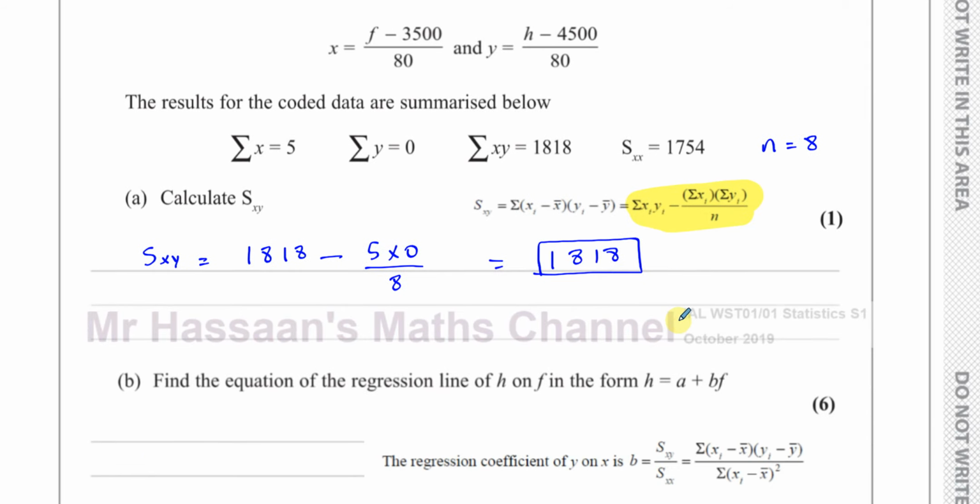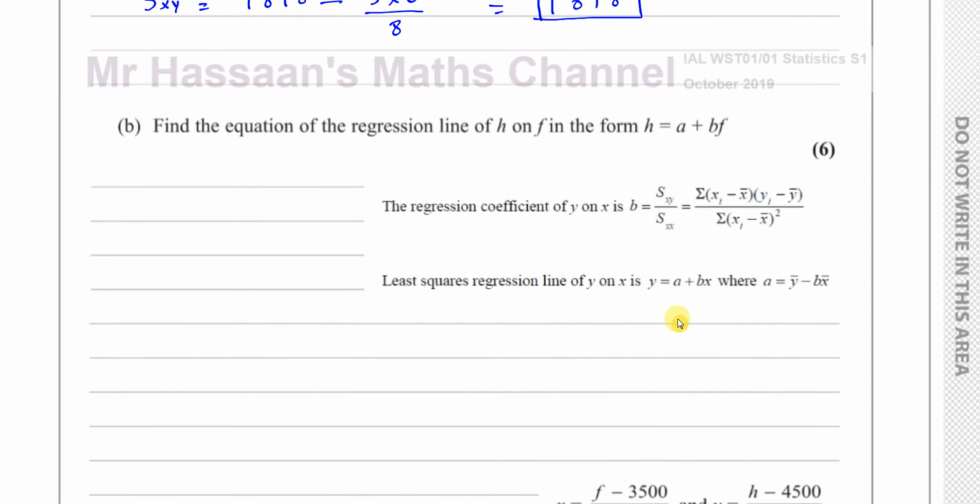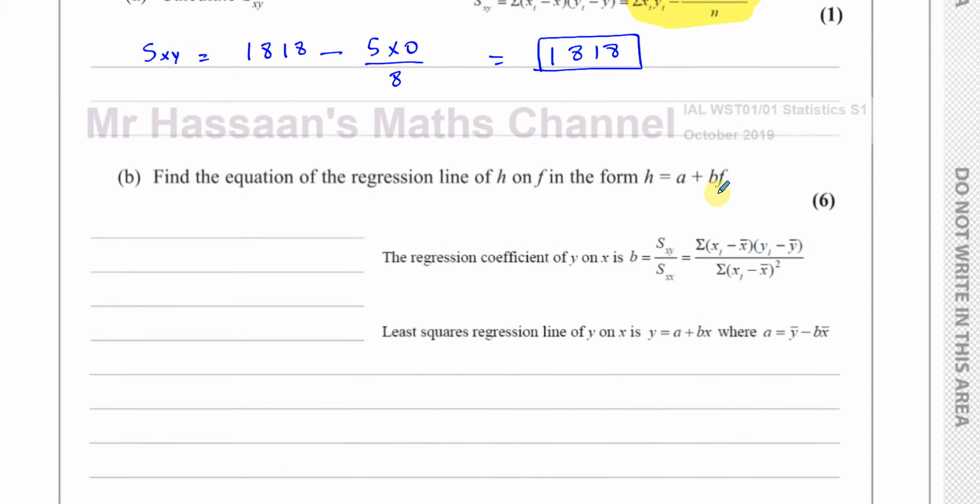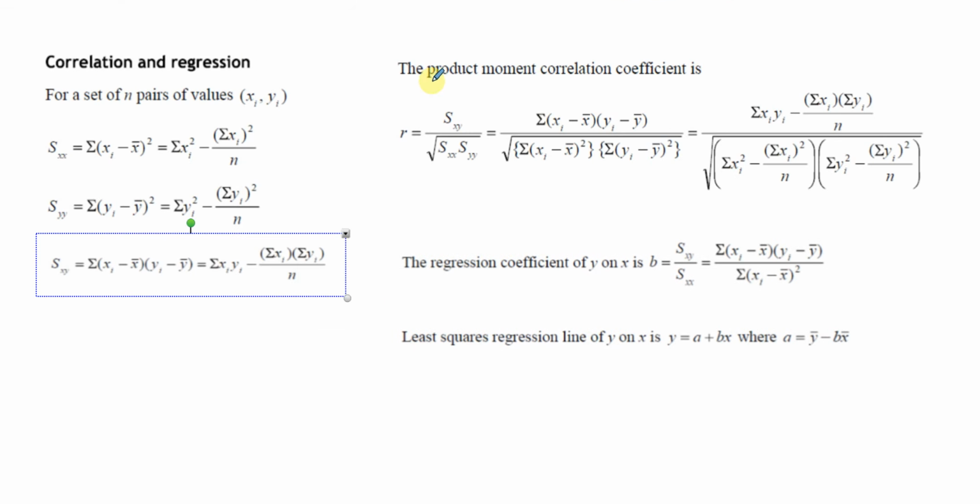Now part B says find the equation of the regression line of H on F in the form H equals A plus BF. So again, from the formula book, I've taken the necessary items. I'm looking at the least squares regression line of Y on X, which is Y equals A plus BX, where A is Y bar minus B times X bar.